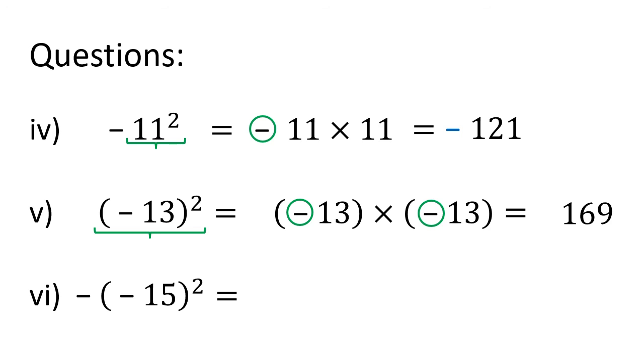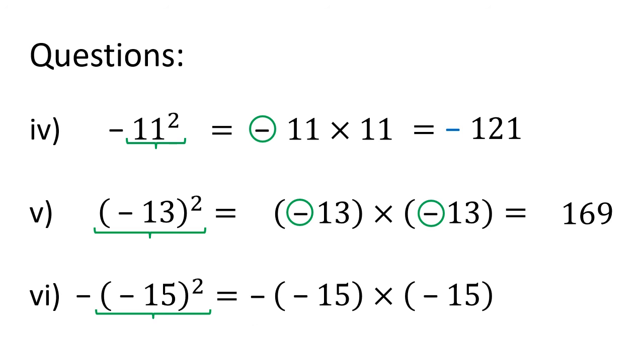The last question is negative brackets negative 15 squared. The square only affects what is inside the bracket, so we need to calculate brackets negative 15 squared first. Brackets negative 15 squared is equal to bracket negative 15 times bracket negative 15. The negative sign just stays the same. Now there are 3 negative signs, so the answer will have the sign negative, and the amount is 15 times 15, which is 225. So the answer is negative 225.